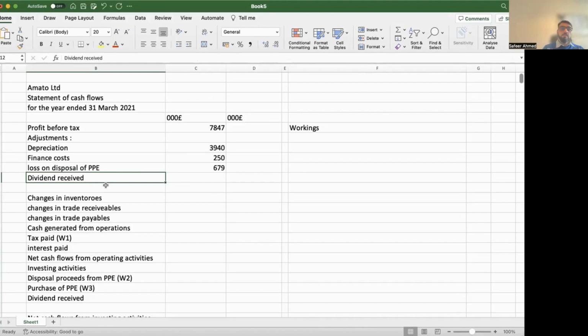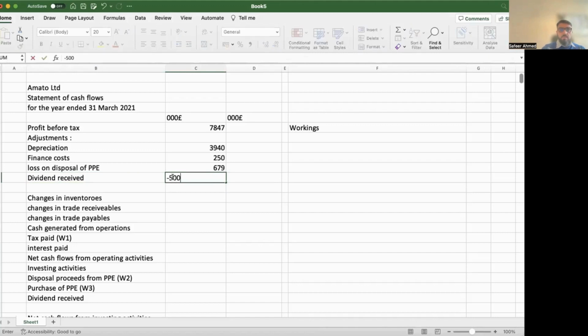So when a company buys shares of another company, then of course they're going to get some return on that, and that's basically your investing income. Similarly, if it was interest received, we would have done the same thing. So we'll be deducting from here and we'll be adding it back under investing activity. So dividend received, the amount for that is 500. So we'll be deducting that.